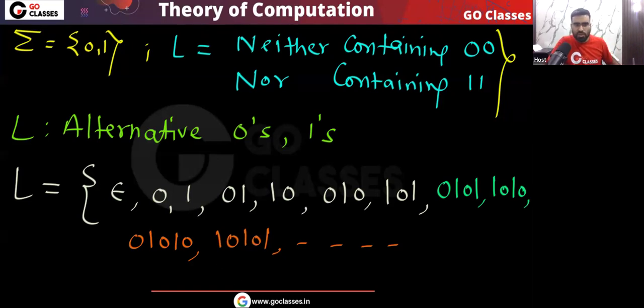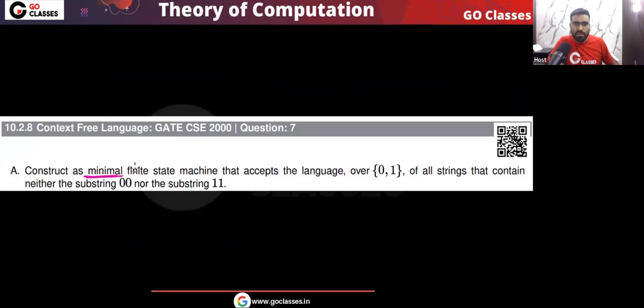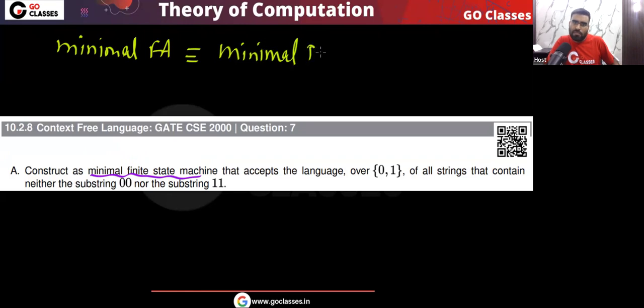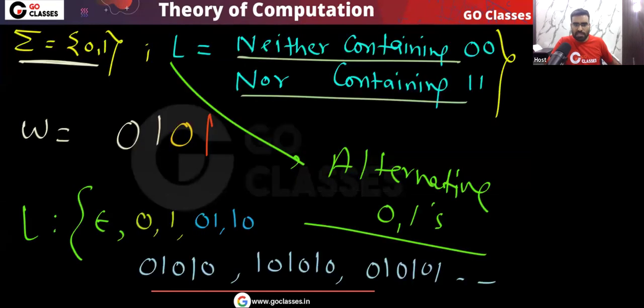Anyway, now the question is asking for this language, we have to create a minimal DFA. Remember, I told you that minimal FA simply means minimal DFA. Whenever the question is asking for minimal FA, then the question is simply asking for minimal DFA. So now let's see what will be the answer here. Let's create the minimal DFA for this language. You already understood the language: alternating 0s and 1s.